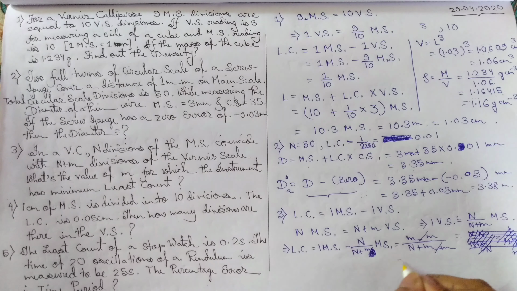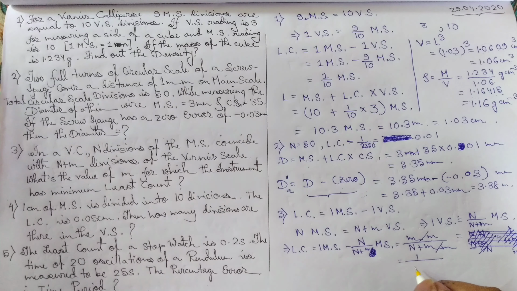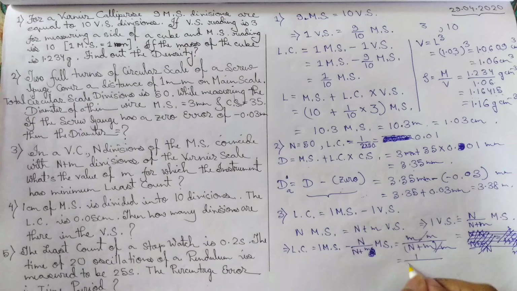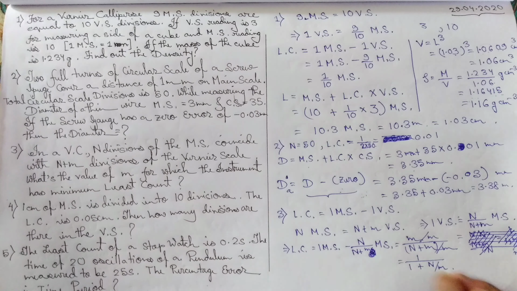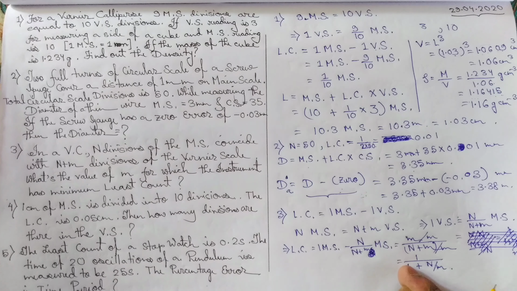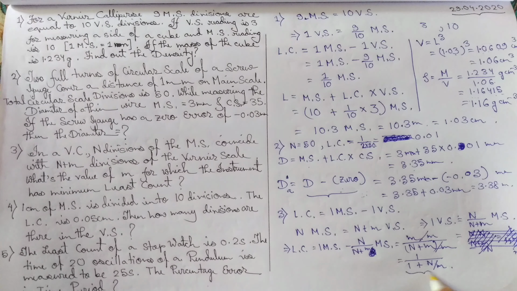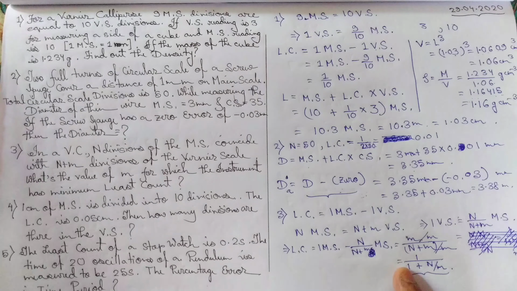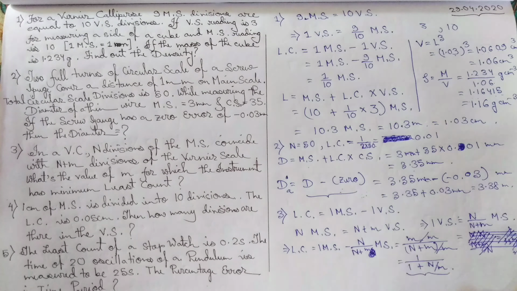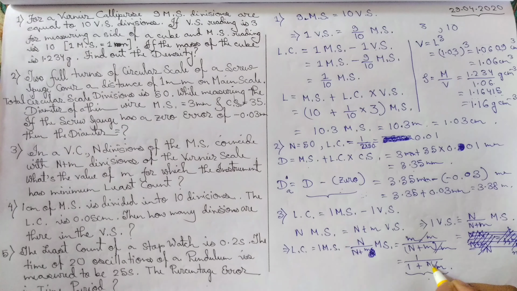We have to minimize this least count. So 1 by this total part, 1 plus n by m. Now look, to minimize LC, we have to maximize this denominator, right? So this total part we have to make as high as possible, then only LC will be minimum. We cannot change 1, but we can change the value of m. If we decrease the value of m, then this term will increase, which means the denominator will increase.